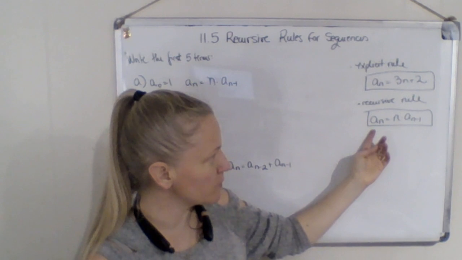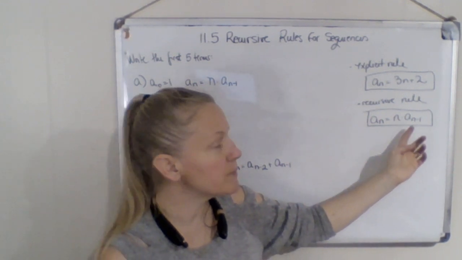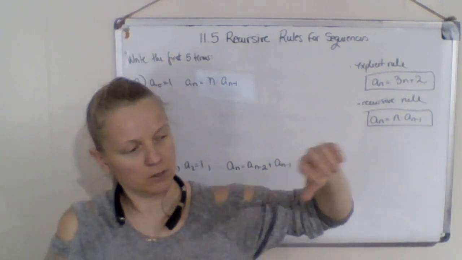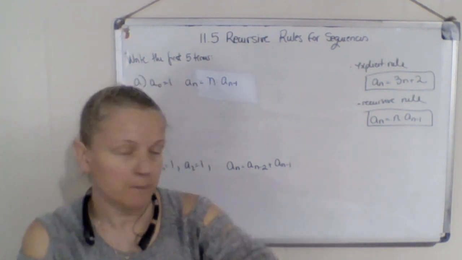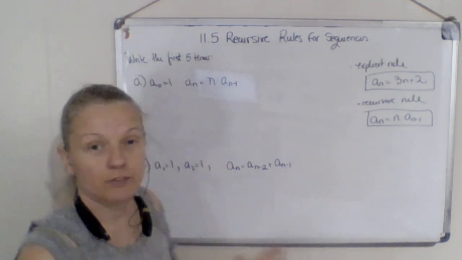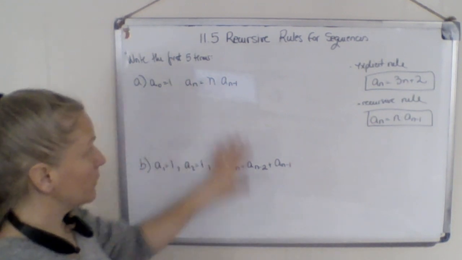For example, one of the examples would be an equals n times an minus 1. So I would need to know the one before the one I'm looking for in order to get to where I need to be. It sounds confusing. It was confusing in class too, but we're going to work it and see.